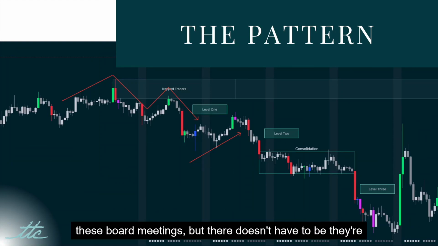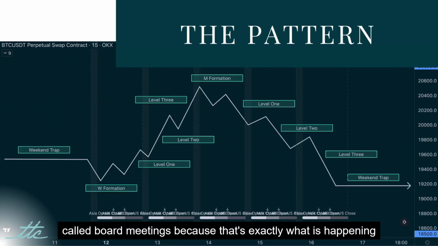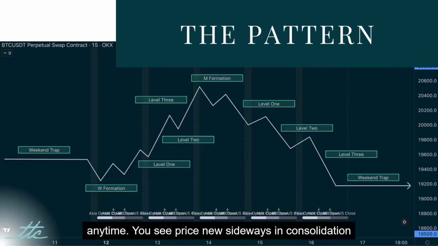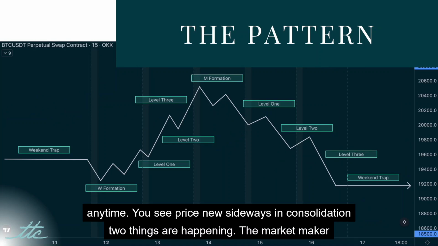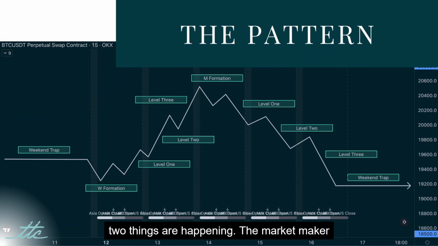In between levels, there can be periods of consolidation or also a retracement, and at TTC we call these board meetings. But there doesn't have to be. They're called board meetings because that's exactly what is happening. Anytime you see price move sideways in consolidation, 2 things are happening. The market maker is accumulating contracts for the next powerful move, number 1.